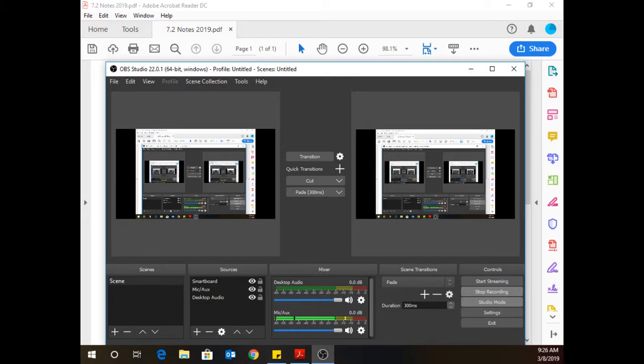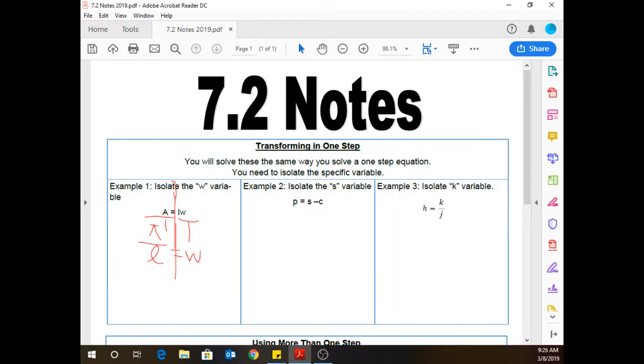Alright, so this one's pretty simple. You want to get S alone. So you basically have to move the C. The C is being what? Subtracted. What's the opposite of subtraction? So all you have to do is add C, add C. What cancels on the right side? C. So you're left with P plus C equals S. Everybody good on that one?